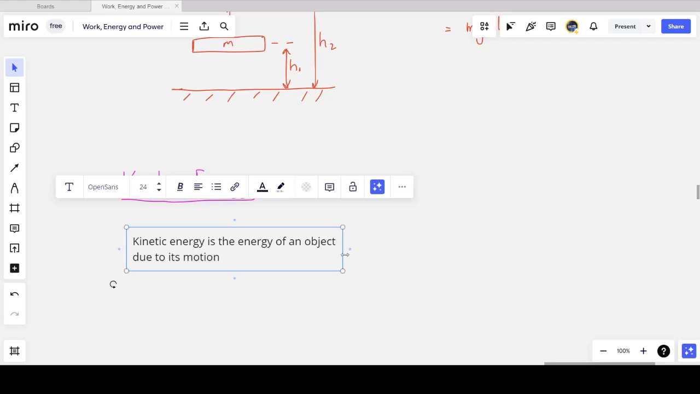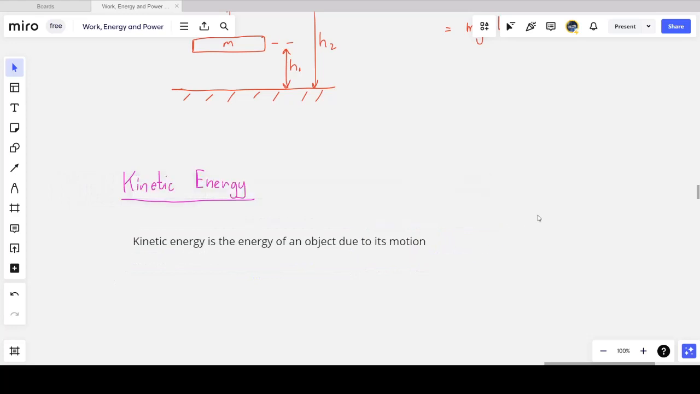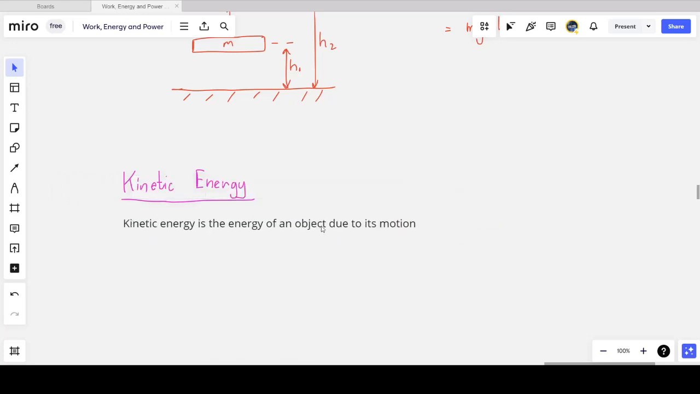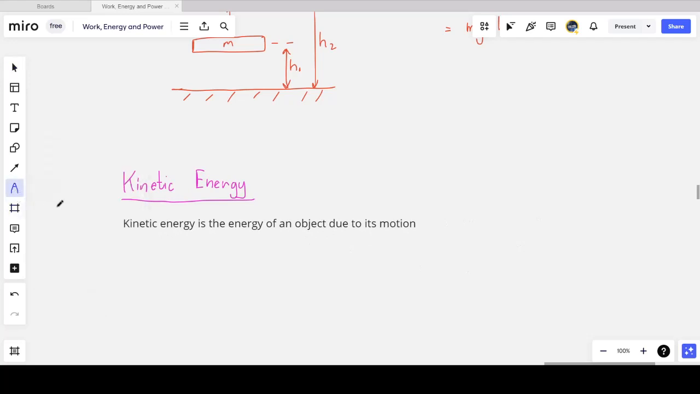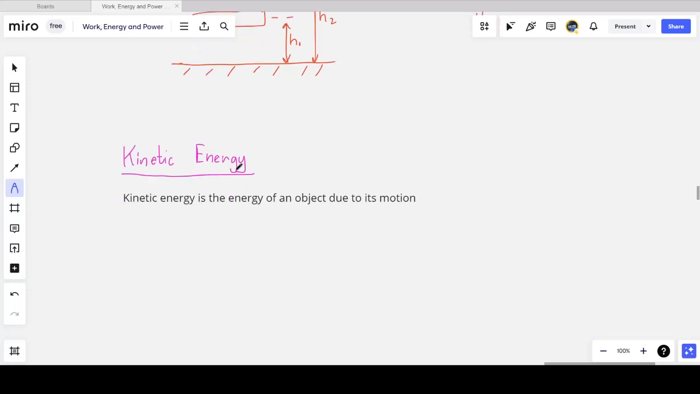How it's moving will tell us what type of kinetic energy it is, but we're only going to discuss one type of kinetic energy for now. So any object in motion has kinetic energy. This is why I say when the block falls, it loses gravitational potential energy and gains kinetic energy. Remember, energy must be transformed.